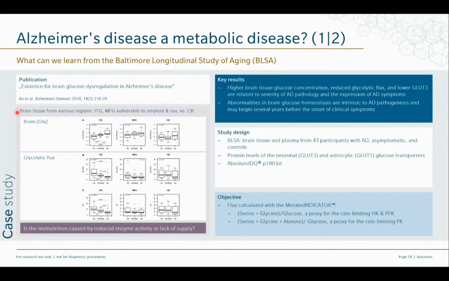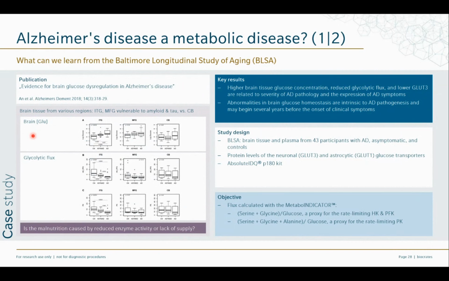We now focus on 3 different brain regions: the inferior temporal gyrus, ITG for short, and the middle frontal gyrus, or MFG, are both regions that are heavily affected by amyloid plaques and tau tangles in the case of Alzheimer's. And the cerebellum, abbreviated here with CB, is used as a control region since it is usually free from plaques and tangles. So in the control region, there were no differences observed as expected. But in the 2 plaque regions, higher glucose levels were detected in Alzheimer patients compared to controls.